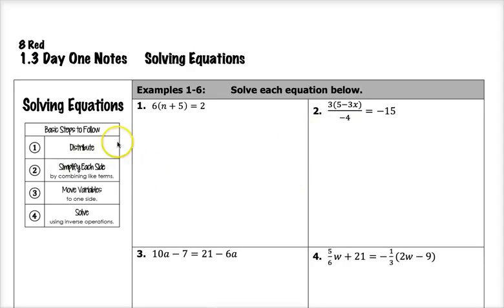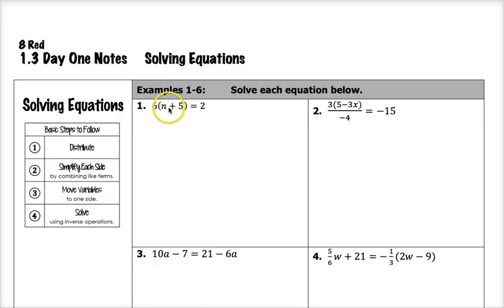The basic steps to solving multi-step equations, or any linear equation, is to distribute, followed by combining like terms on each side, followed by moving the variables to one side, and then finally solving using your inverse operations. Okay, so let's jump right into number 1.